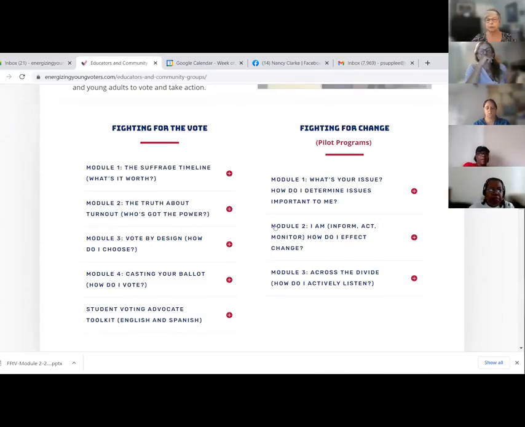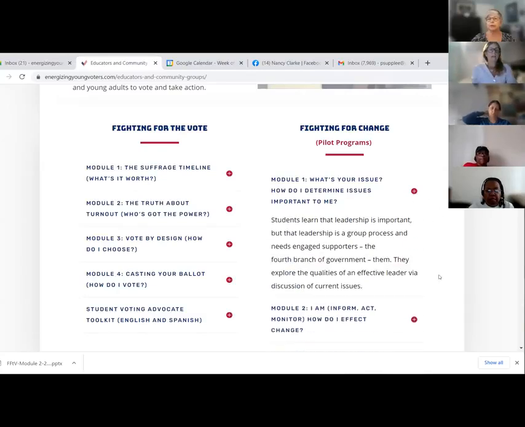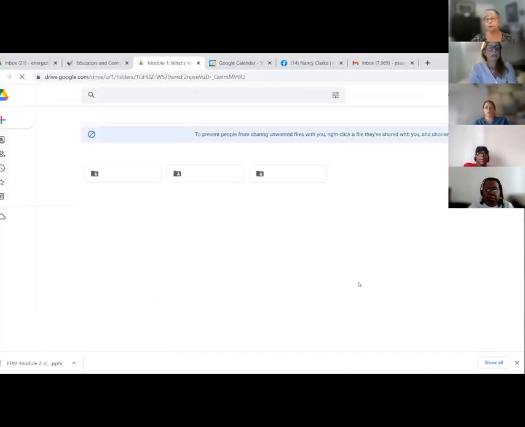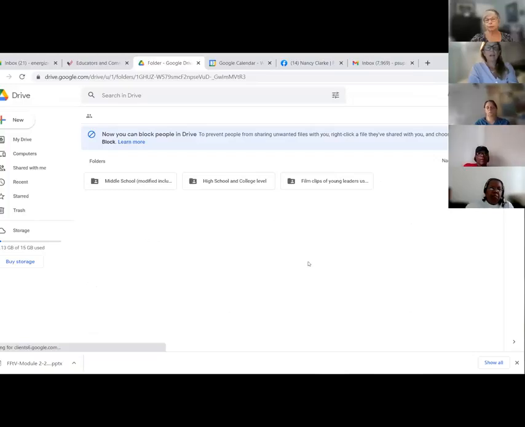On the left are the lessons that we went through yesterday, with the exception of Vote by Design, which I'm going to do a training for tomorrow. And then the Student Voting Advocate Toolkit, which is available both in English and Spanish, and that will be Thursday's lesson. Today, we're going to do Fighting for the Change. And you can see each time you click the little plus sign, there's a brief description, and then you click on View Module, and you're at the folder that holds everything.